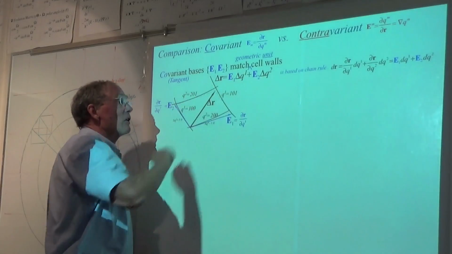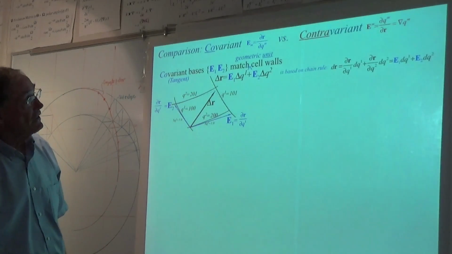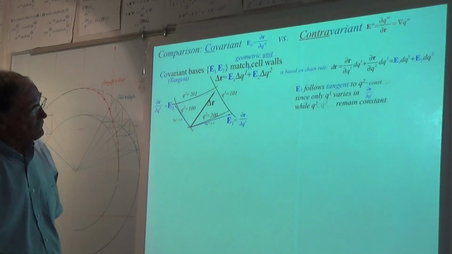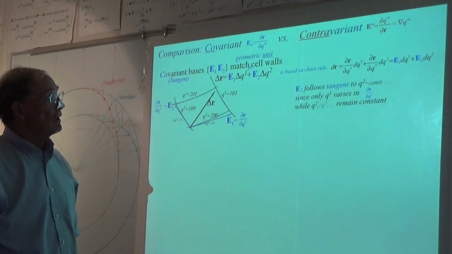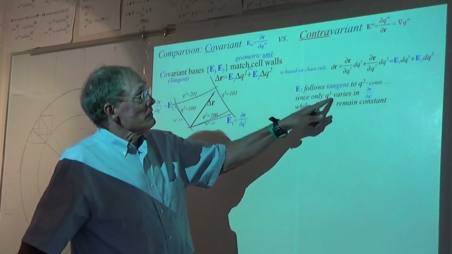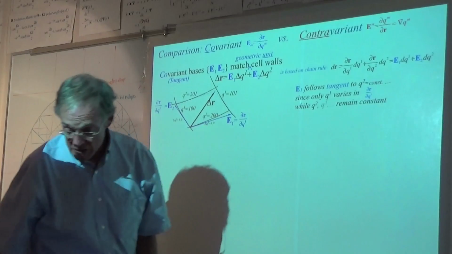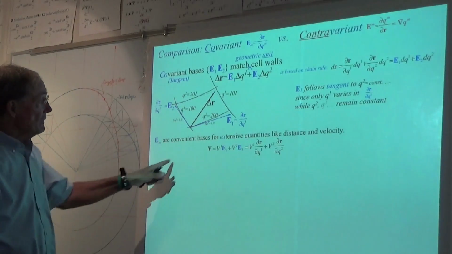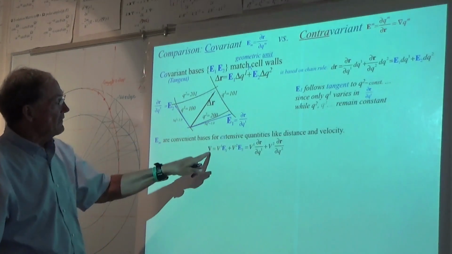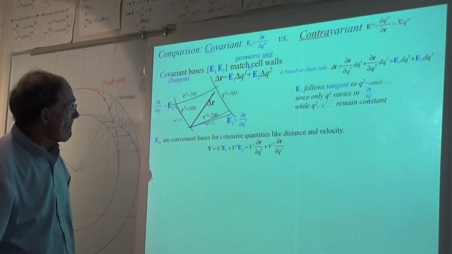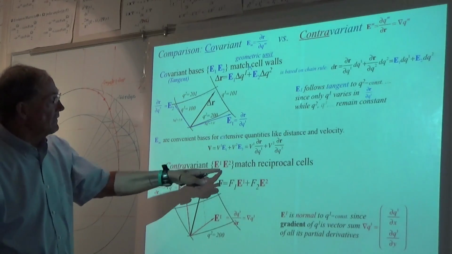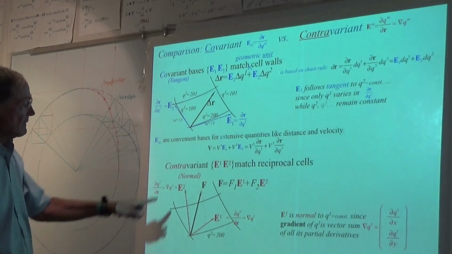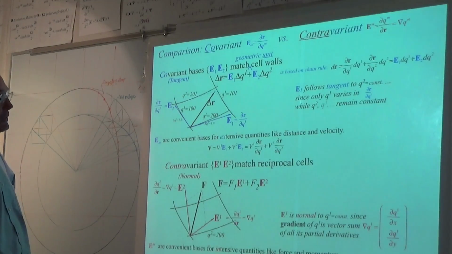This is what we call the first differential form in differential geometry. Very, very useful, and you feel good about this if you've been doing your Cartesian calculus pretty well. So Q1 varies, and Q2, Q3, whatever else, remain constant. It's convenient for extensive quantities like distance and velocity, things that are measuring how big something is. These are more intensive. The contravariant Q^n matches the reciprocal cells. So these things we're going to have to get used to.